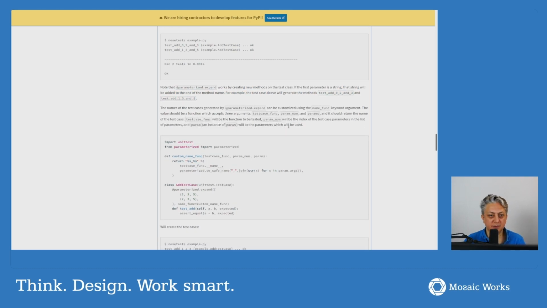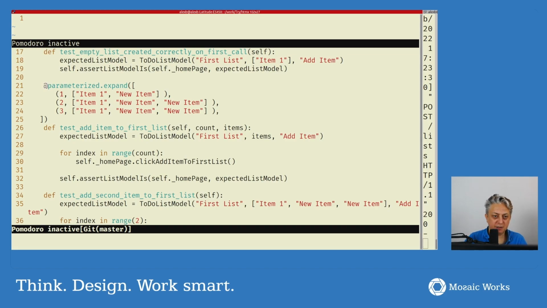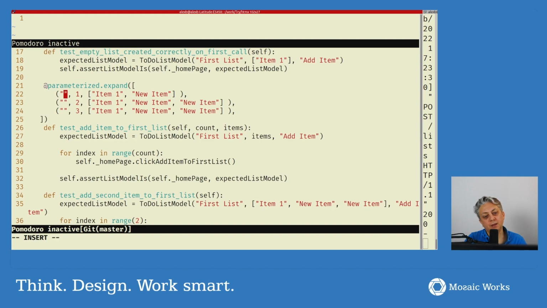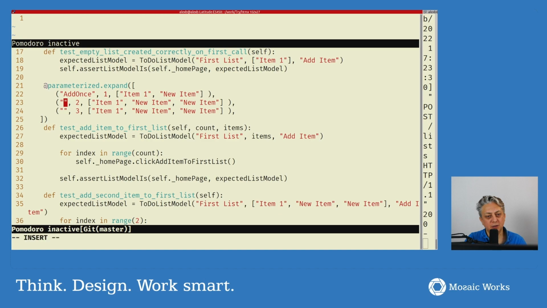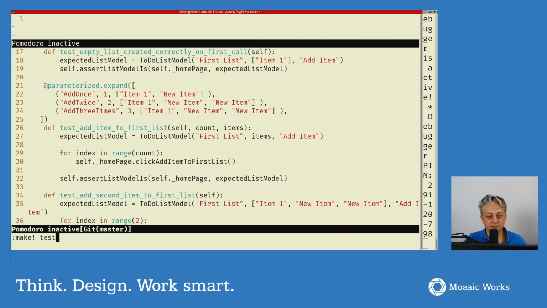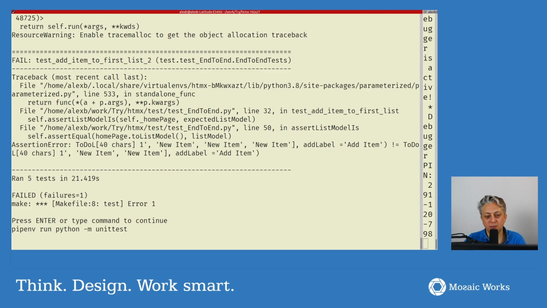Okay, so that's actually an easy one. We can have a string here, and that will be added to the name. Add once, and let's format it. I'm not sure how it comes. Add once, twice, add 3 times. Now let's see, because normally I would be able to see which method is failing. So we have 3 that are failing.